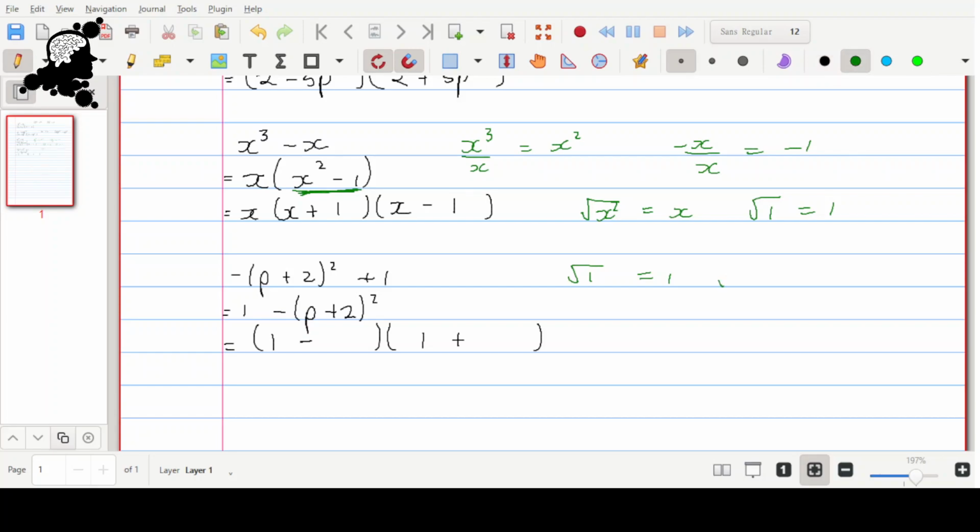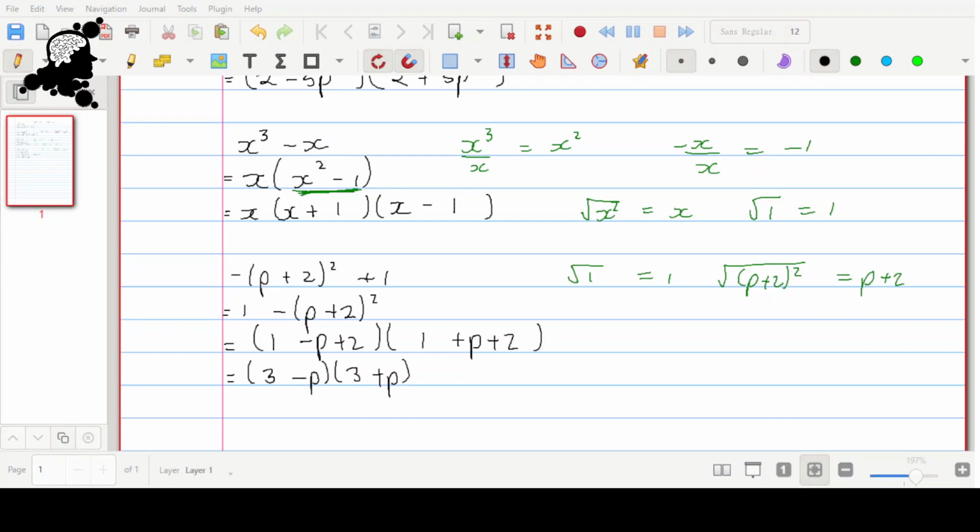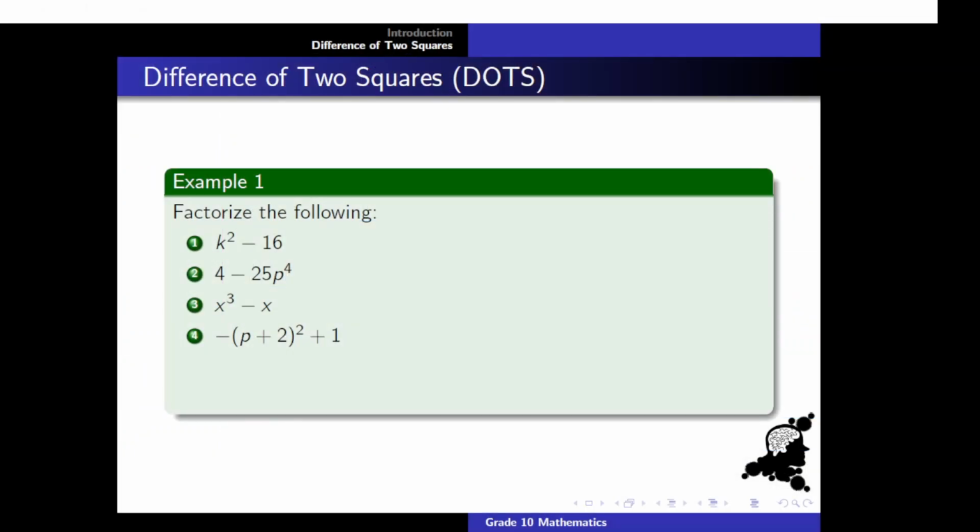Next, the square root of p plus 2 squared is going to give me just p plus 2. So let me put here p plus 2 and let me put p plus 2 there. You could simplify the like terms by saying, okay, 1 plus 2, this gives me 3 minus p. And then 1 plus 2, this is going to give me 3 plus p. Wonderful, we are done. Life is great. Let's move on to the next question.